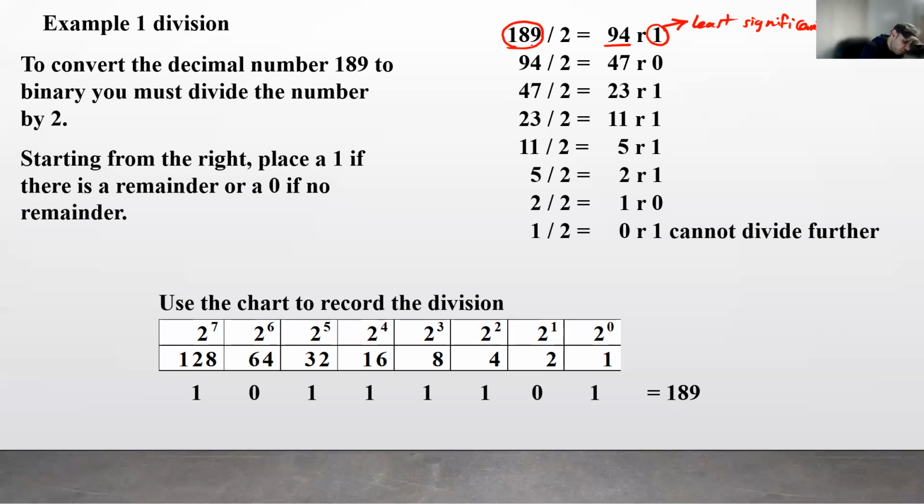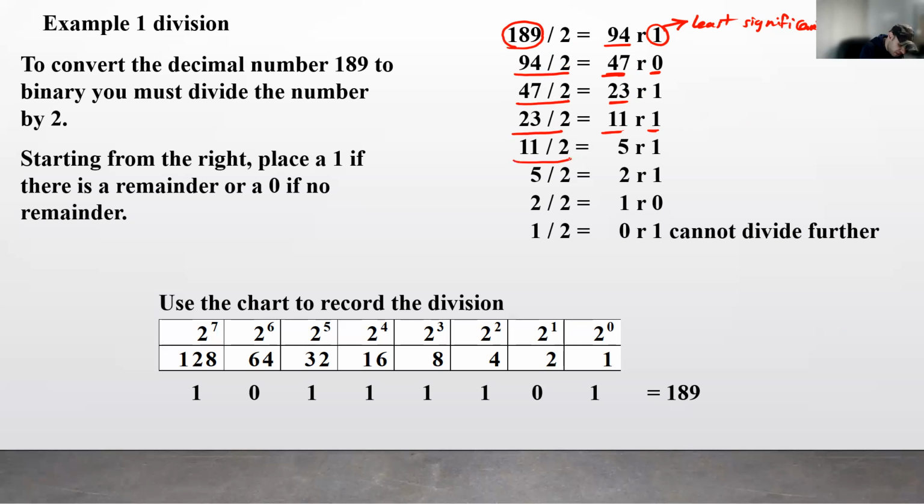Then you take the 94 and divide by 2 will give you 47, and the remainder is 0. 47 divided by 2 will give you 23, and the remainder will be 1. 23 divided by 2 will give you 11, and the remainder is 1, because 2 multiplied by 11 is 22. Just 1 away from 23. So the remainder is 1.